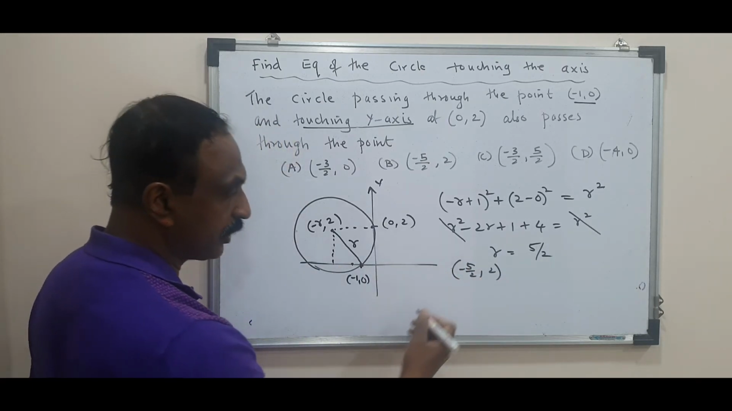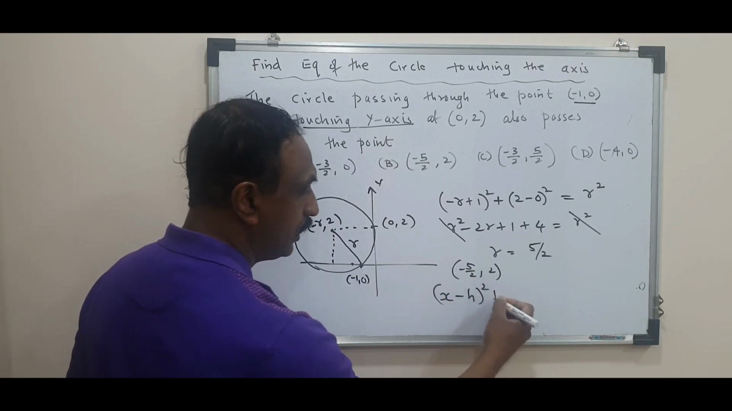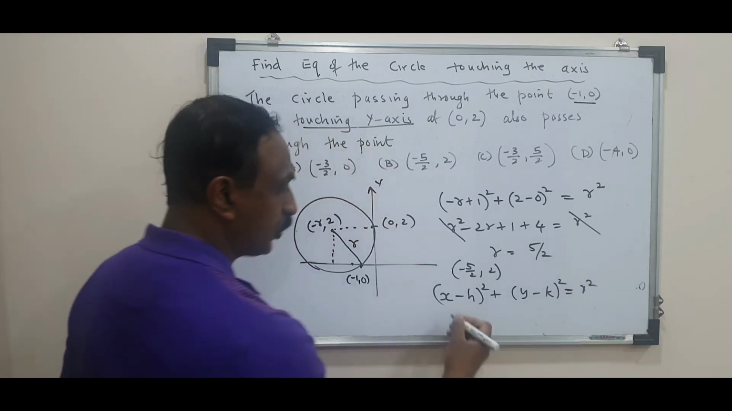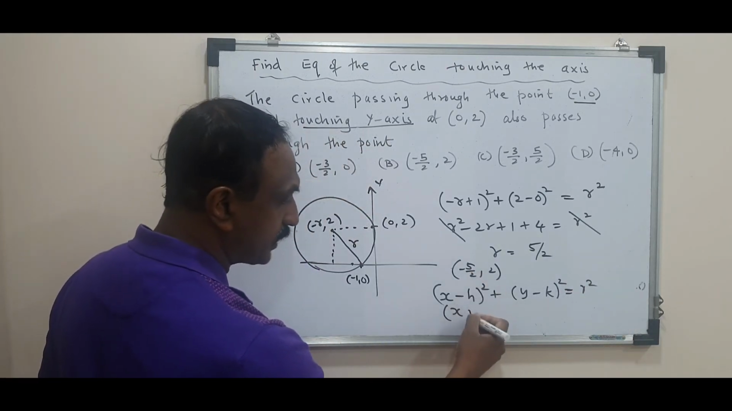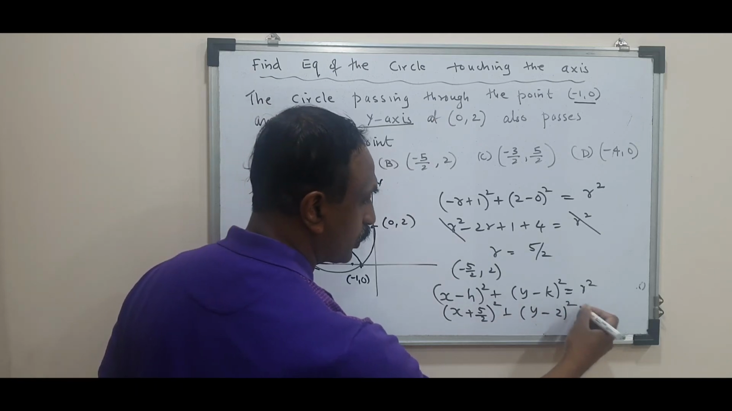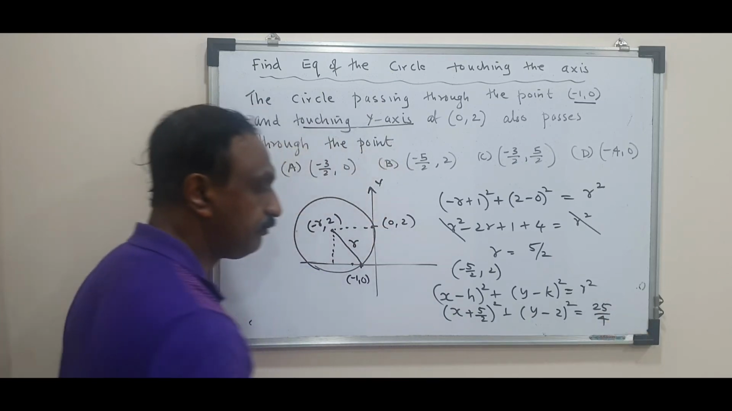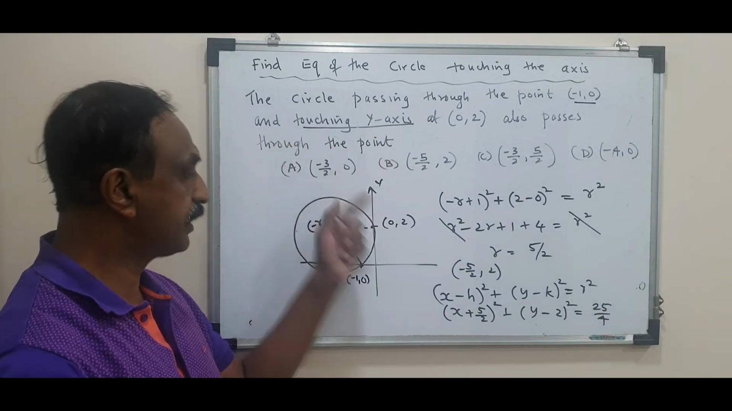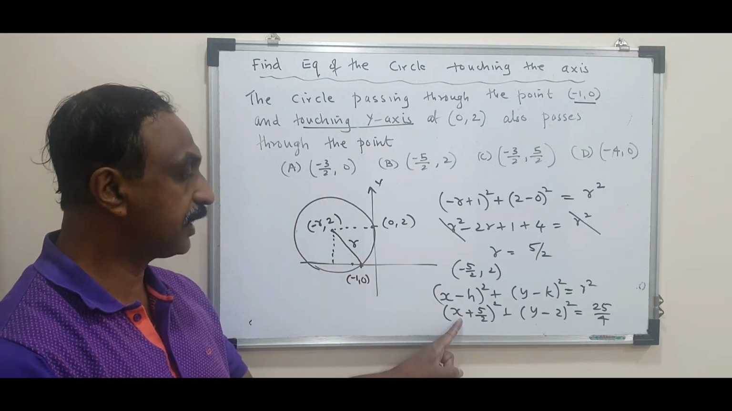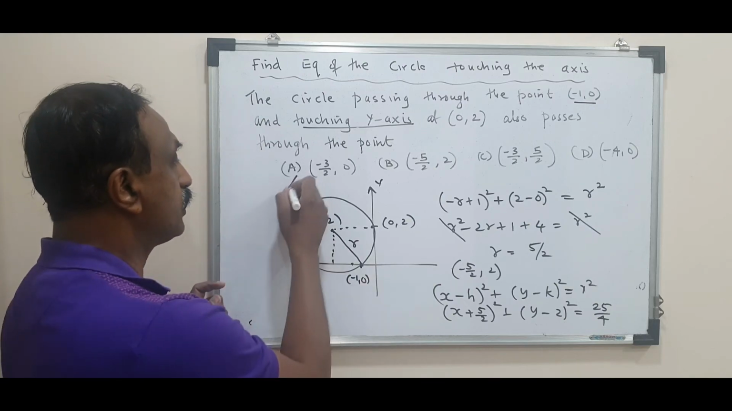So the equation of the circle will be (x minus h) the whole square plus (y minus k) the whole square equals r square. So if I put, (x plus 5 by 2) the whole square plus (y minus 2) the whole square is 5 by 2 square, that is 25 by 4. Now we need to check, when I substitute this point, will it satisfy the equation? When I replace x by -3 by 2, I'll get 1 here. 1 plus 4 will not give me 25 by 4, so this is wrong.